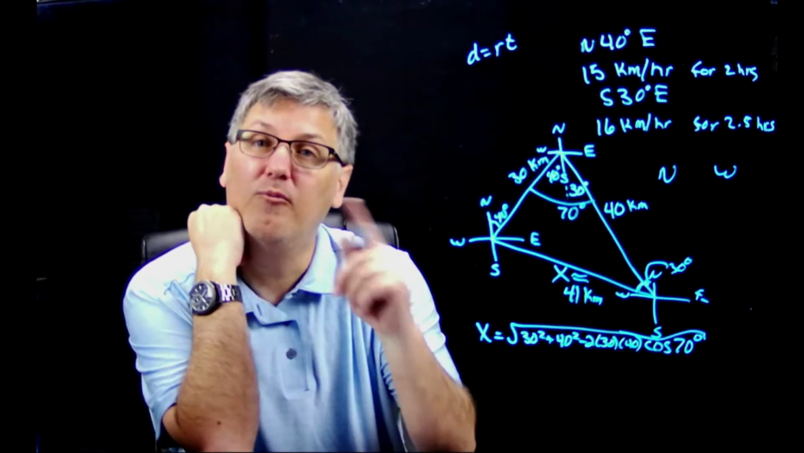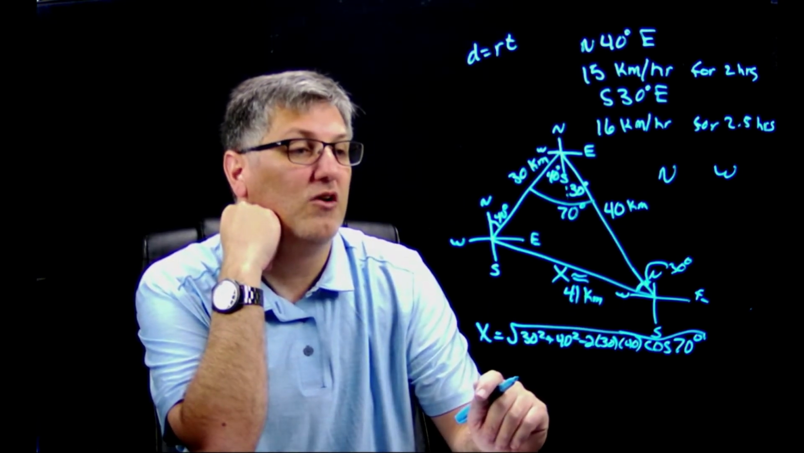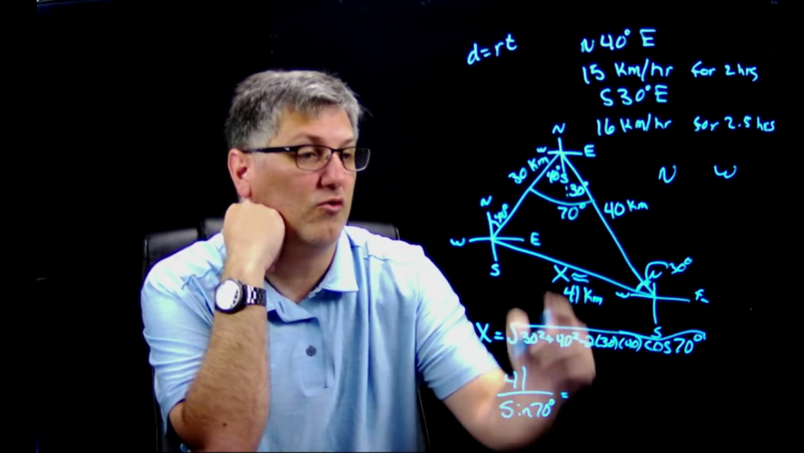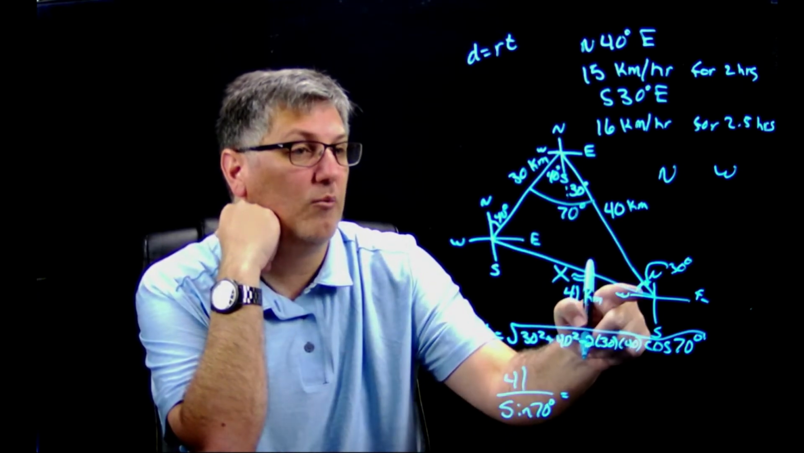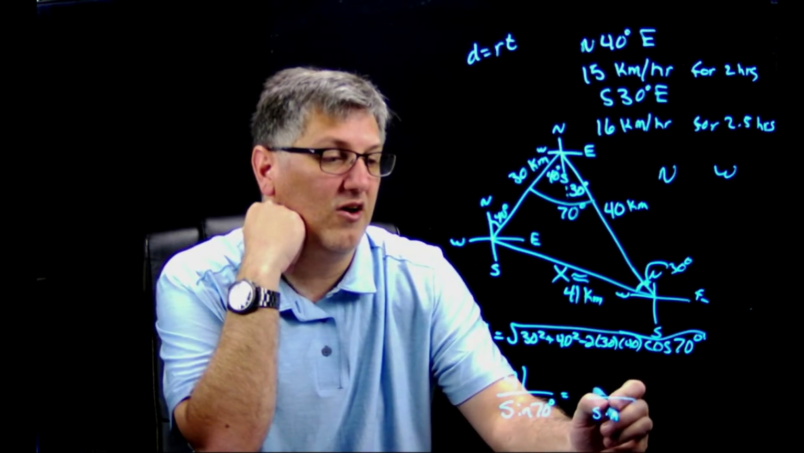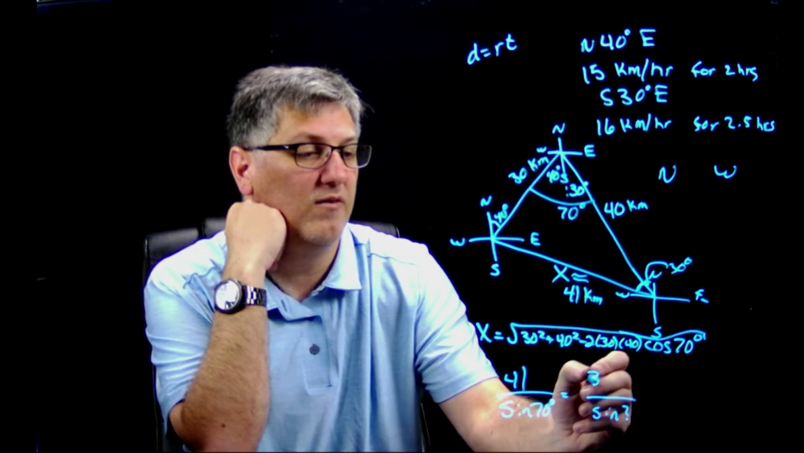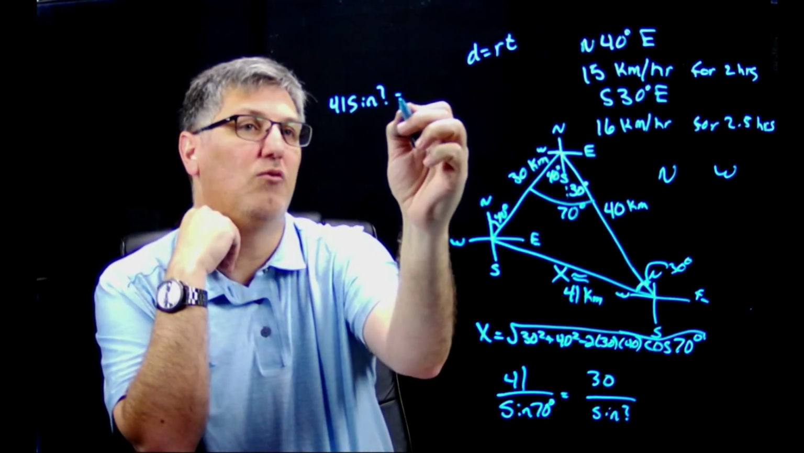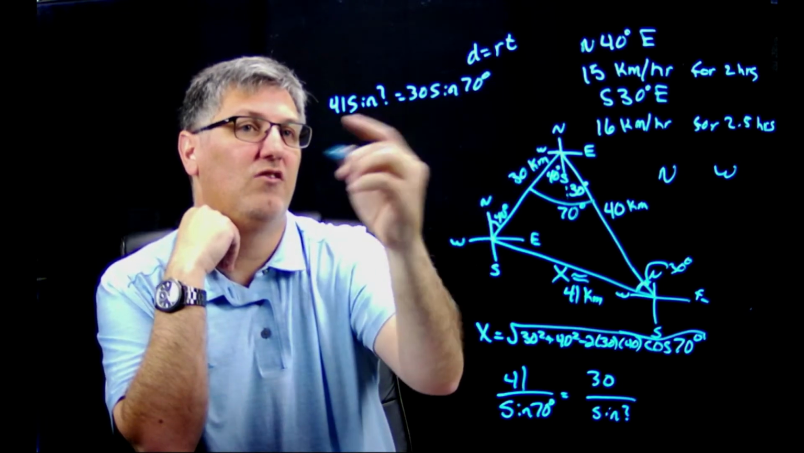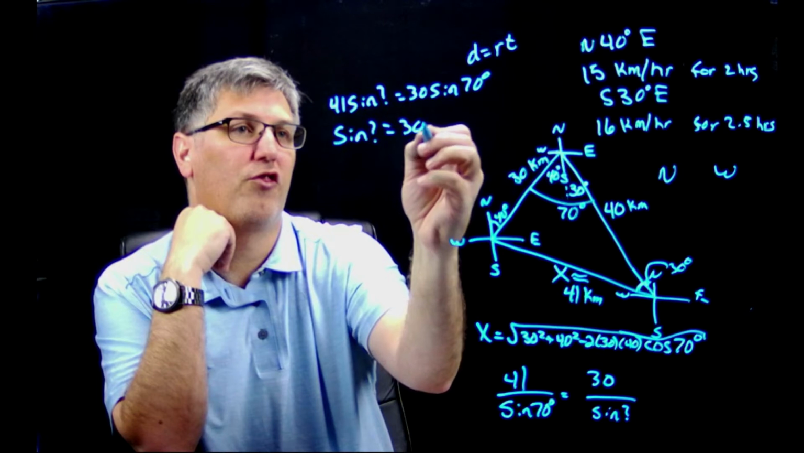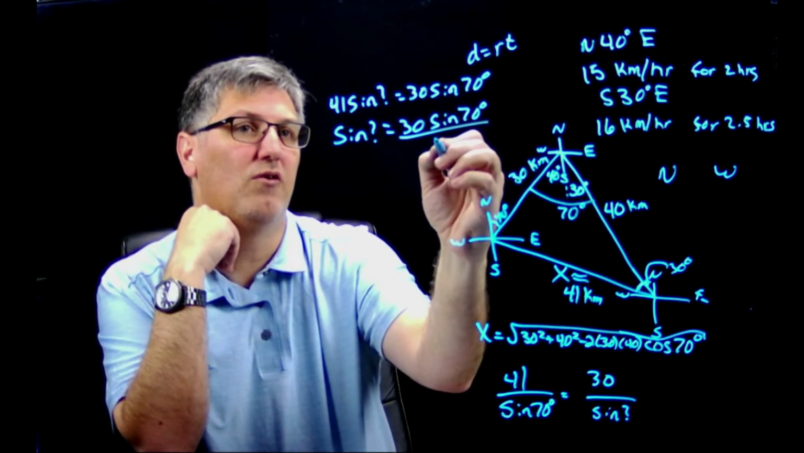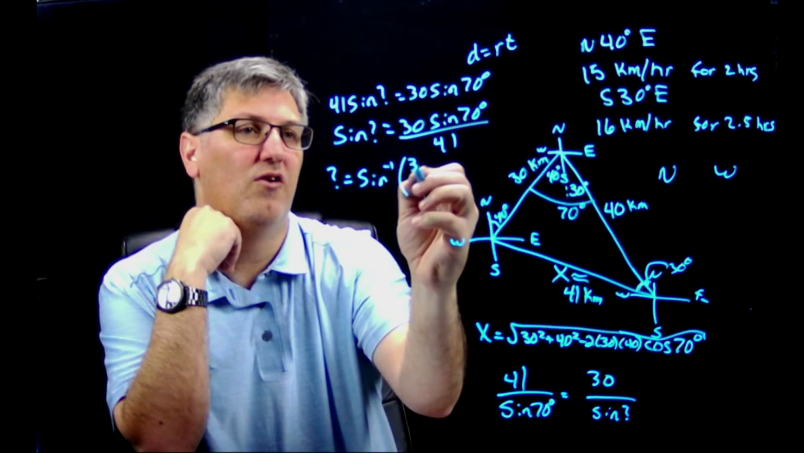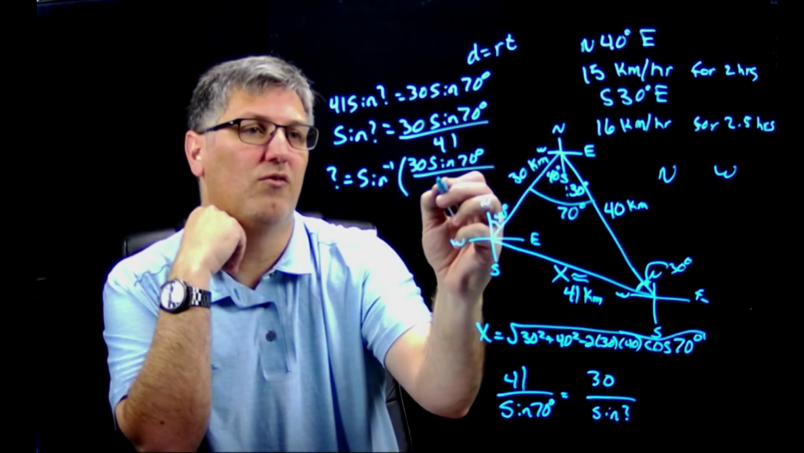I now have enough information that I can do law of sines, and I'm looking for an angle. So let's do 41 over sine of the opposite angle, 70 degrees, equals, because that's 41, opposite of that is 40. I'm looking for this, so it's going to be sine of something, question mark. I'm going to go to the opposite side of 30. Let's just solve this by cross multiplying. I've got 41 sine of something equals 30 sine of 70. Divide by 41: sine of something equals 30 sine of 70 degrees over 41. Take arc sine, and I get my question mark by itself. It's going to be arc sine of 30 sine of 70 degrees over 41.